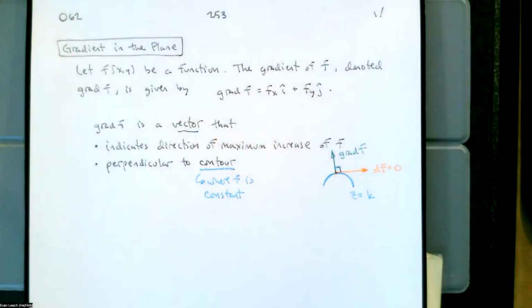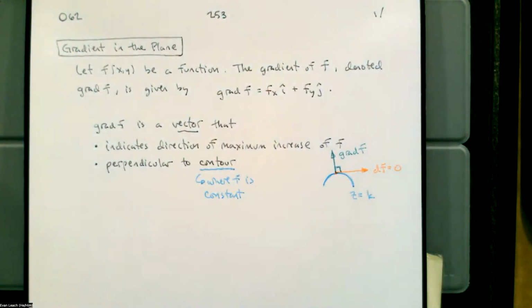So if we are tangent to the contour, no change in the function. Perpendicular to the contour, maximum change in the function. That is the steepest direction up the hill. And that's how we were thinking about this yesterday. The steepest direction up the hill.